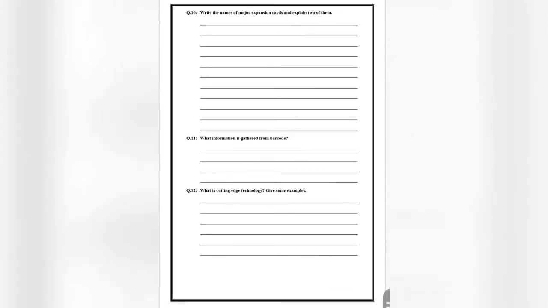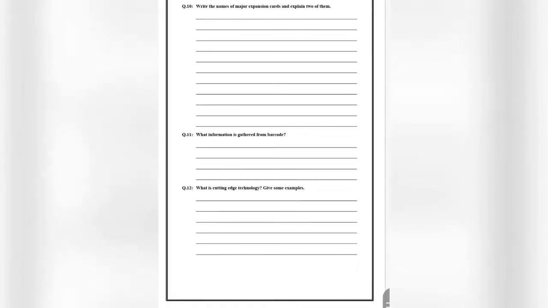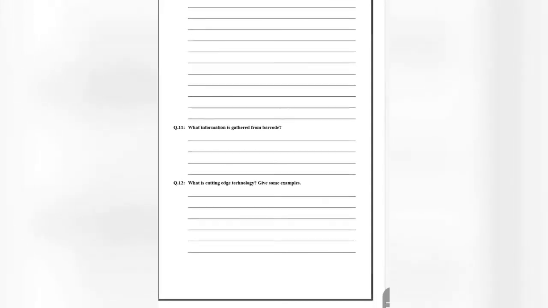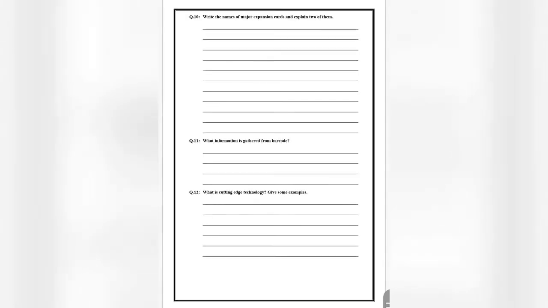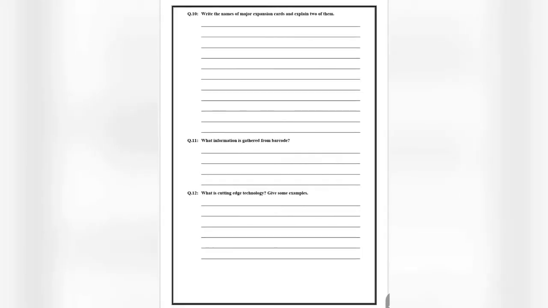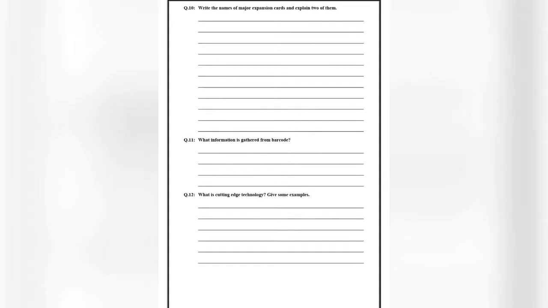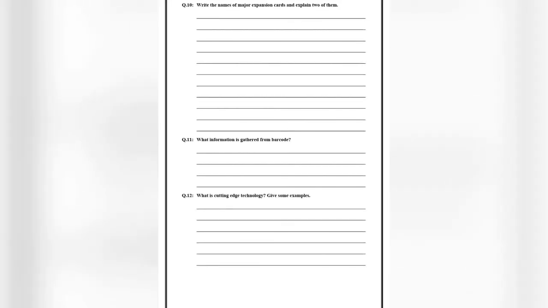Question number 10 is about expansion cards. You have to write 2 of them here. The 11th one is about barcode, and you have to write what information is gathered from the barcode. And 12 is about cutting edge technology. Cutting edge technology is the most latest technology and I have discussed it. Please write it down here.